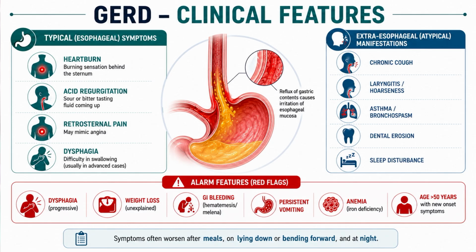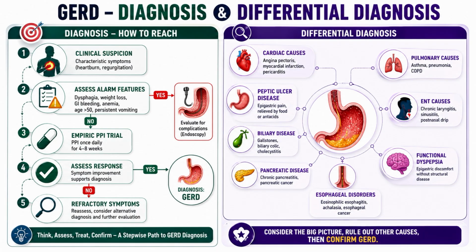And remember, GERD symptoms usually worsen after meals, on lying down, at night, or while bending forward. Diagnosis of GERD is often clinical. If a patient presents with classic symptoms without any alarming features, we usually start with an empirical PPI. Improvement with PPI strongly supports the GERD diagnosis, but if symptoms persist or alarming features are present, then further evaluation is needed.